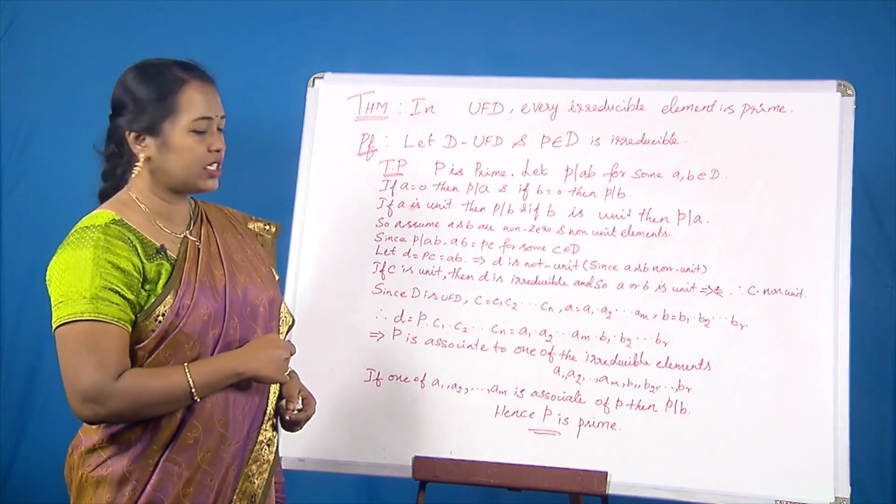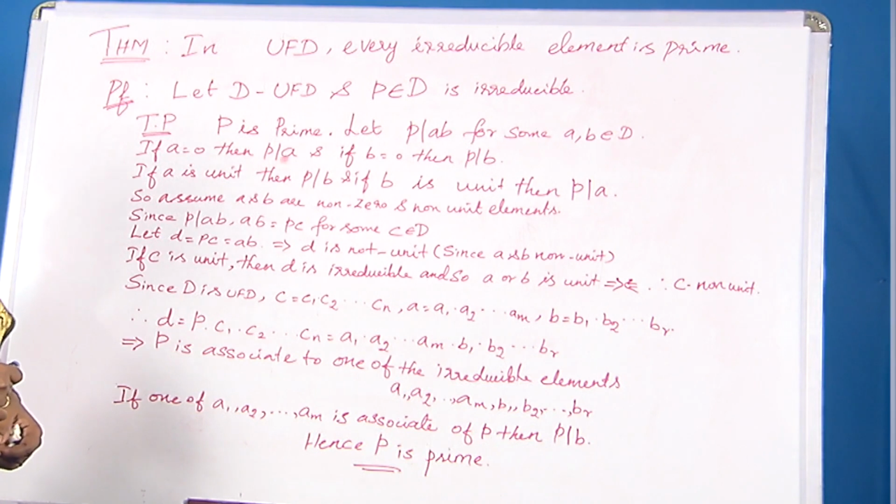Suppose a is equal to 0, then obviously p will divide a, and if b is equal to 0, then p will divide b. In both cases, we have proved that if p divides ab, then p divides either a or p divides b. So, for this trivial case, it holds true. Now, let us consider another case. Suppose a is a unit, then p divides b. If b is a unit, then p divides a.